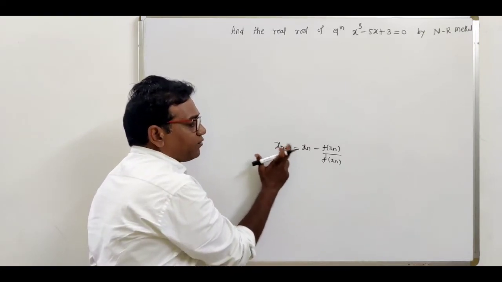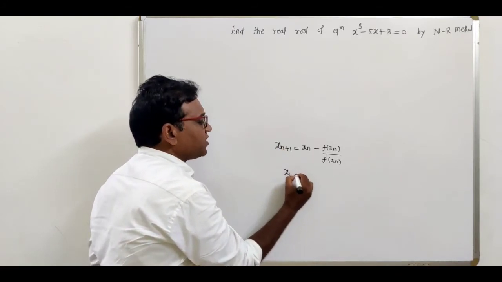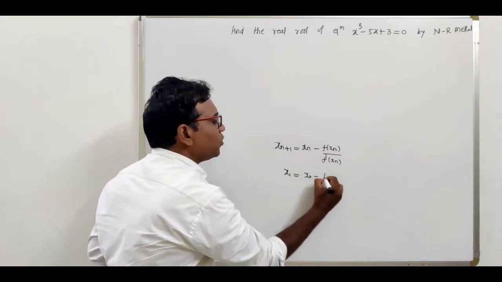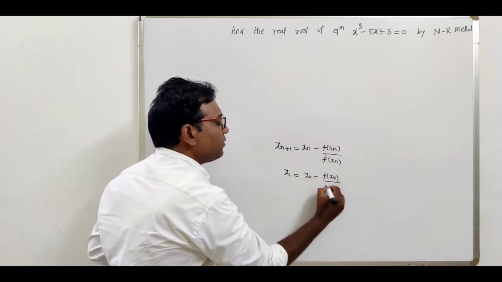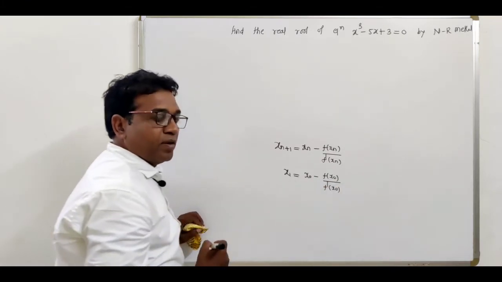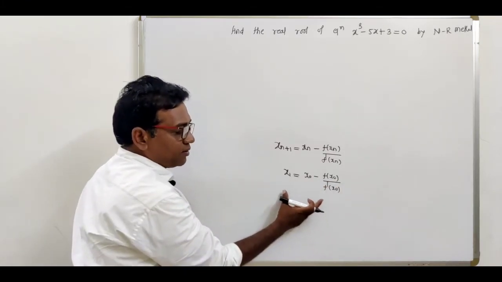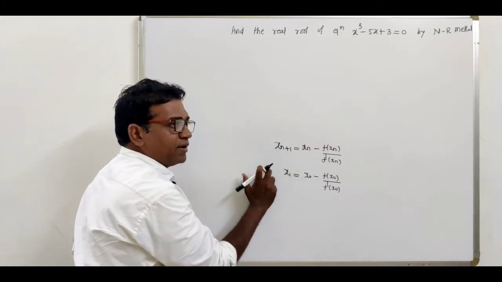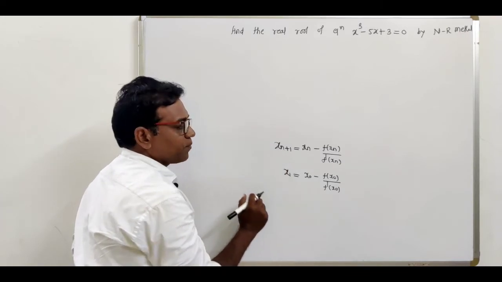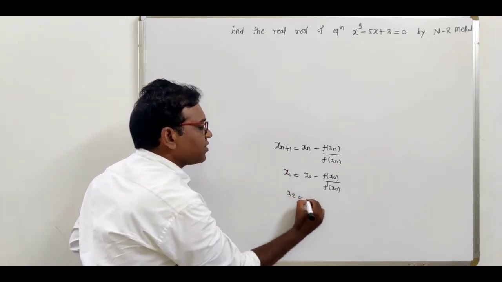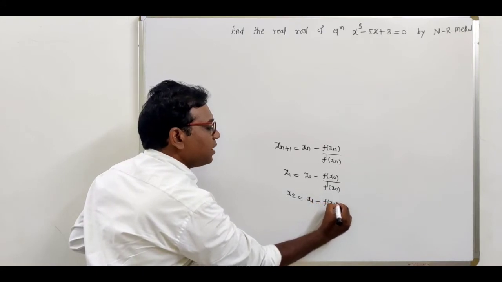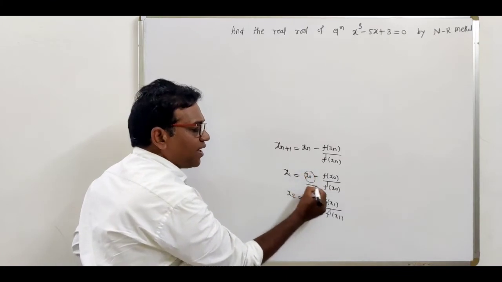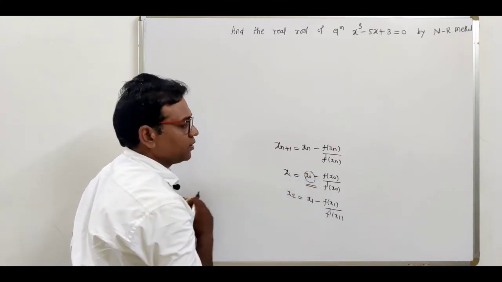Now if we put n equal to 0, then we get the first iteration or first approximate root. Put n equal to 0 means x0 minus f(x0) divided by f dash x0. So by using this formula, we can find the first approximate root. The second approximate root can be found by putting n equal to 1. So we get x2 is equal to x1 minus f(x1) divided by f dash x1. Where, what is this x0? x0 is our initial approximate root.